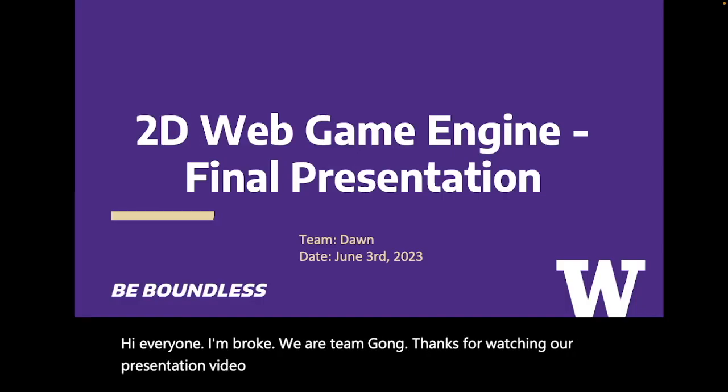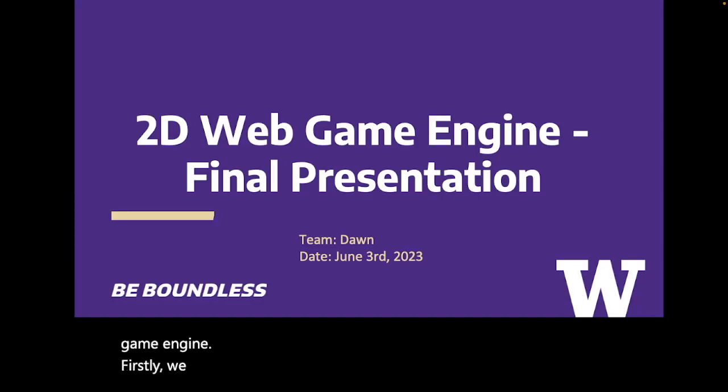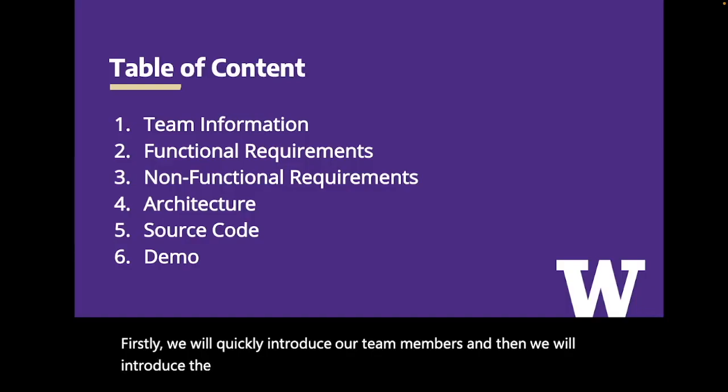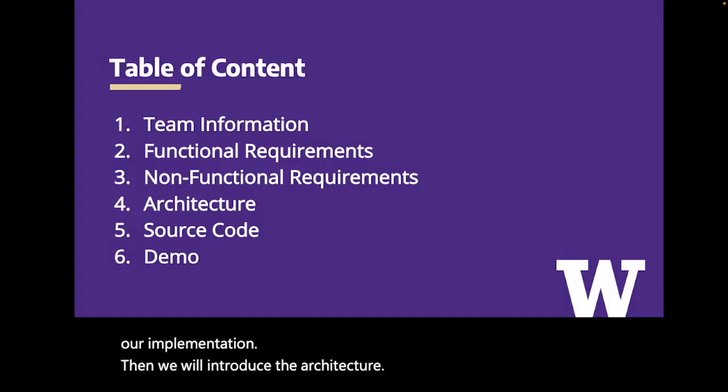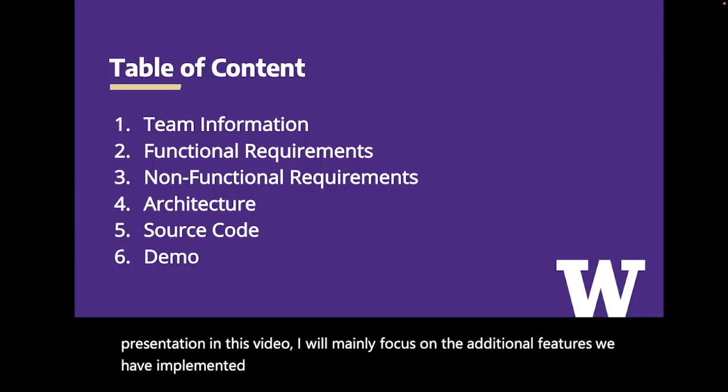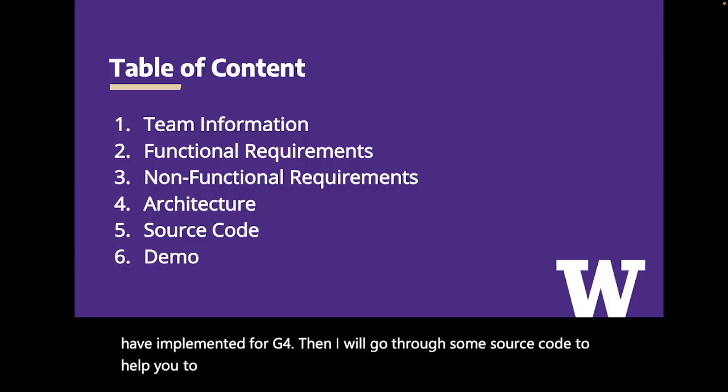The open source project we research on is a 2D web game engine. Firstly, we will quickly introduce our team members, and then we will introduce the functional requirements and non-functional requirements in our implementation. Then we will introduce the architecture. Since we already introduced the original architecture during our design presentation, in this video, I will mainly focus on the additional features we have implemented for G4. Then, I will go through some source code to help you to better understand how those functions work. In the end, I will run the demo for you.